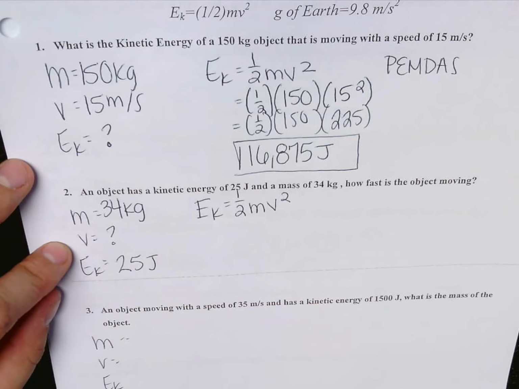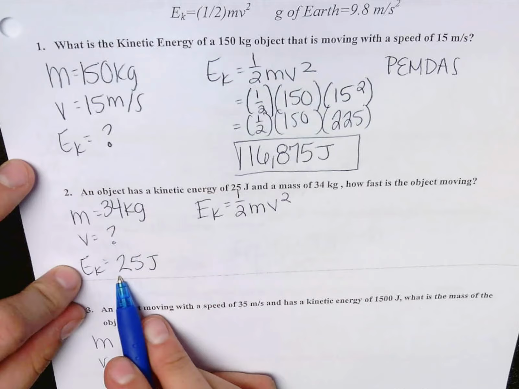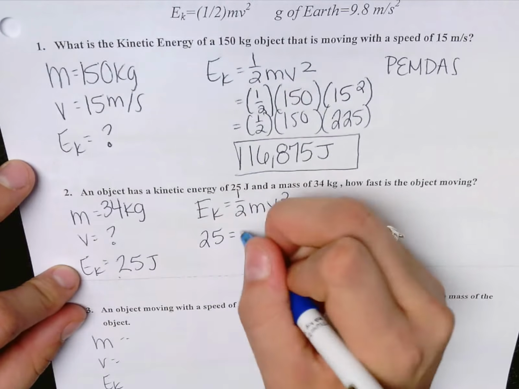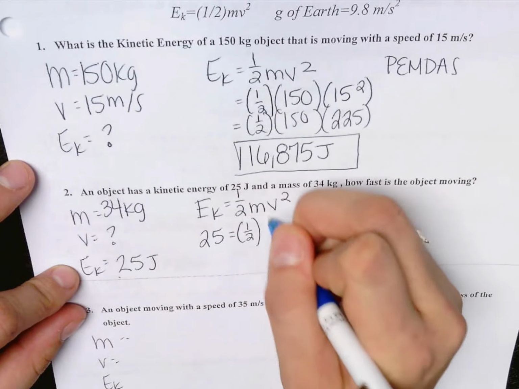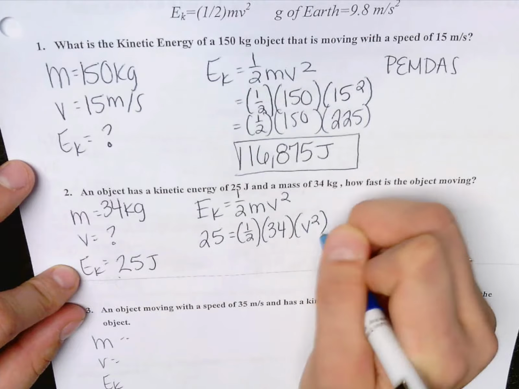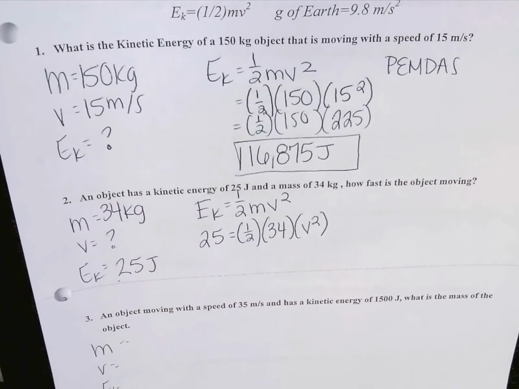Because we're missing velocity on this, we're going to have to go a little bit further than normal because we are not given the variable v. We are given the variable v squared. So we know that the energy is 25. So we do 25 is equal to, make sure you always remember that 1/2, times 34 kilograms times velocity squared. What can I do to simplify this problem? 1/2 times 34. And what we're going to get is 17 times v squared.